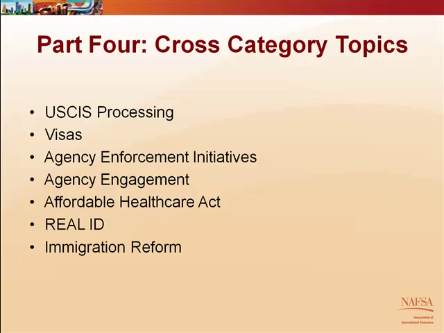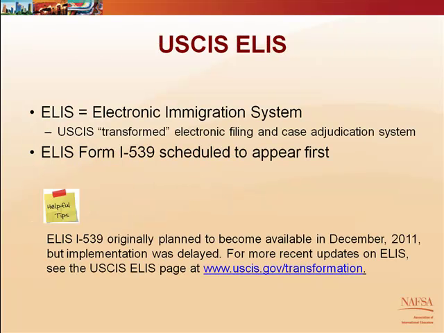Moving on to cross-category topics, let's begin with USCIS processing. First, let's talk about USCIS's ELIS electronic immigration system. USCIS is still planning to launch its transformational electronic filing and case adjudication system known as ELIS, which stands for Electronic Immigration System. The first ELIS form scheduled to be made available is Form I-539.